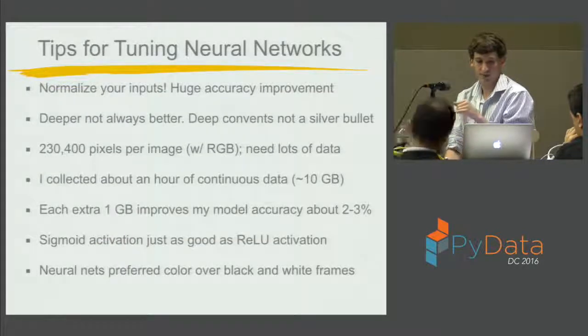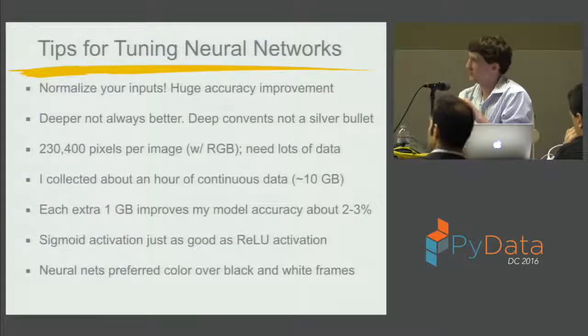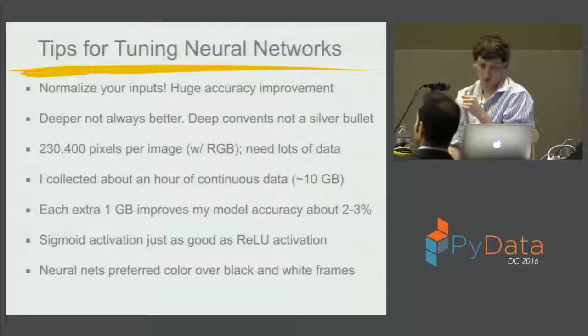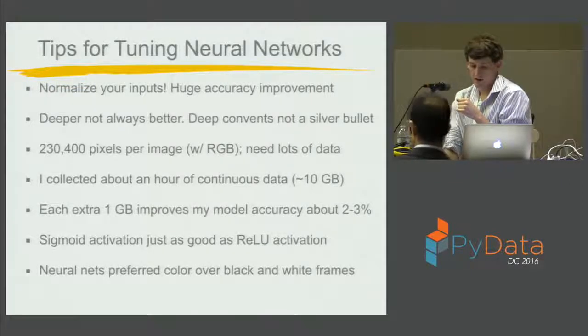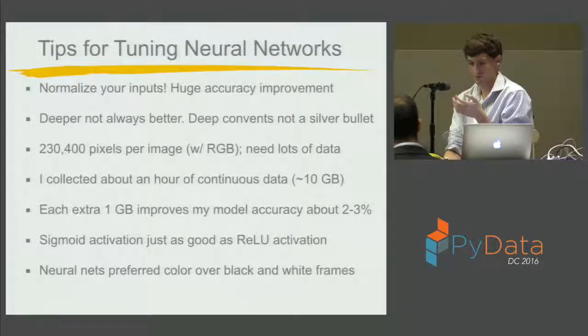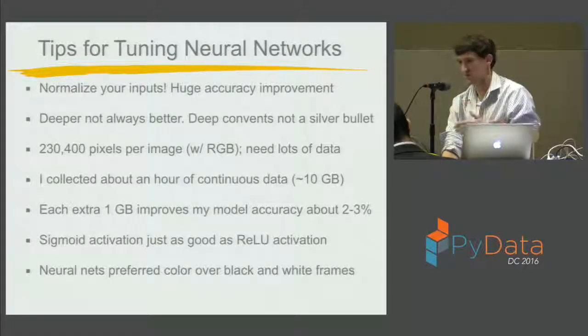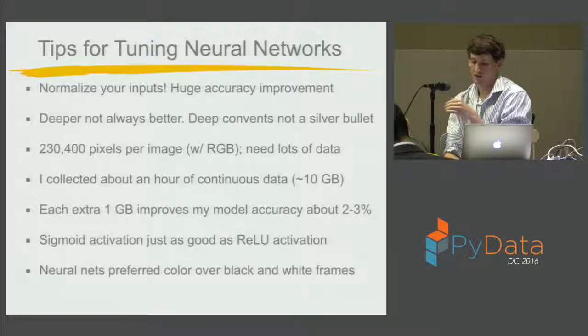All right, so tips for tuning neural networks. It was really important to normalize the inputs. I'd heard that would be useful, but I ignored that advice, and then I found out that it makes a really big difference. Probably the most important thing ever is to normalize your inputs. The pixel values for my images from OpenCV are between 0 and 255. So I divided all my inputs by 255, and I got like a 40% accuracy improvement, which is unheard of, by doing that.